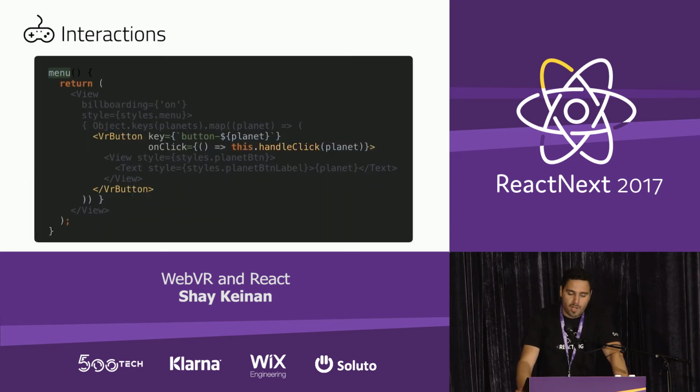To make our scene interactable, we are going to use React VR's VrButton, a helper component that manages the interaction state machine. By default, a VrButton has no appearance and will only act as a wrapper to capture events, but it can be styled in the same ways as a View. When pressing a button in our menu, the handleClick function will save the planet name in the current planet variable.